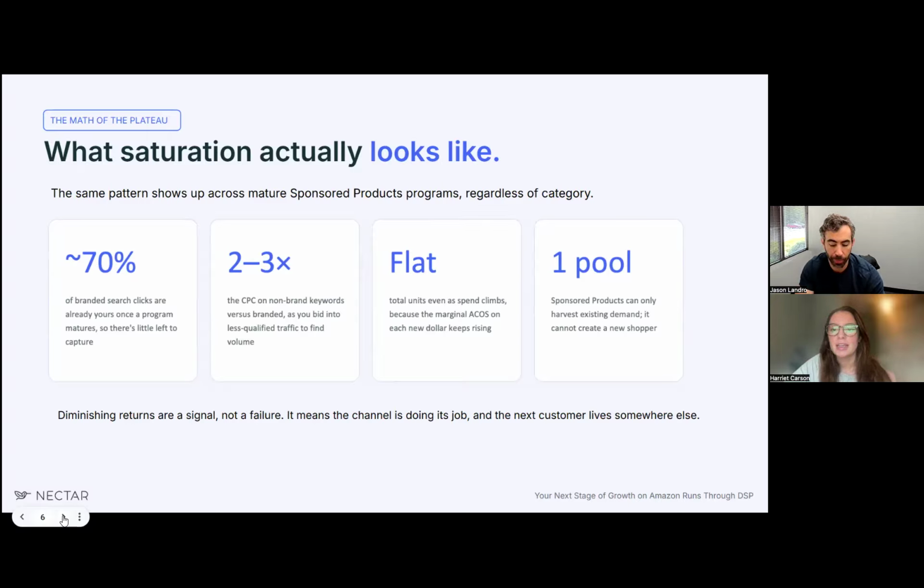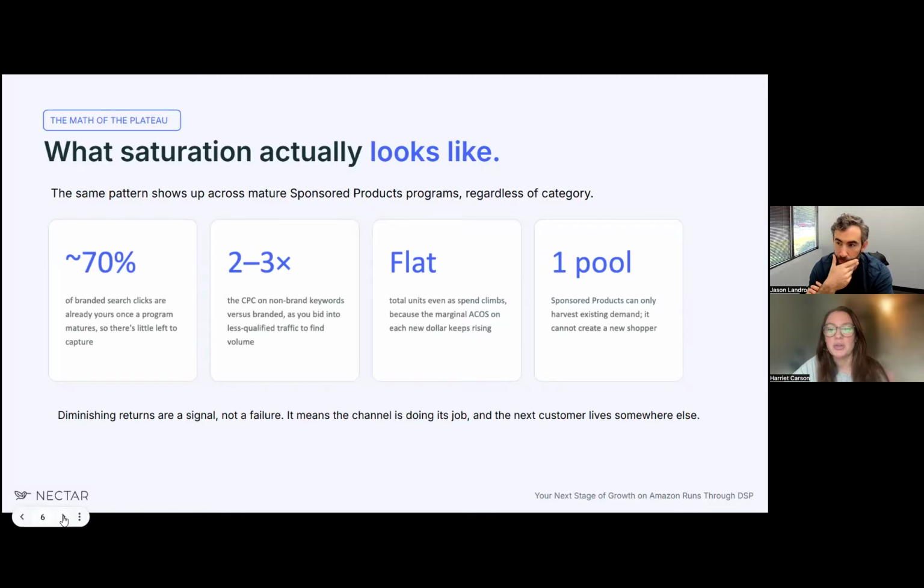Importantly, this isn't a sign that sponsored ads have stopped working. It's actually evidence that your search program has become very effective and you're almost maxing it out. So you've already captured most of the people who are actively raising their hand and saying, I'm interested in buying from this category. The problem is simply that there aren't enough new searchers entering the market every day to sustain really the same growth forever.